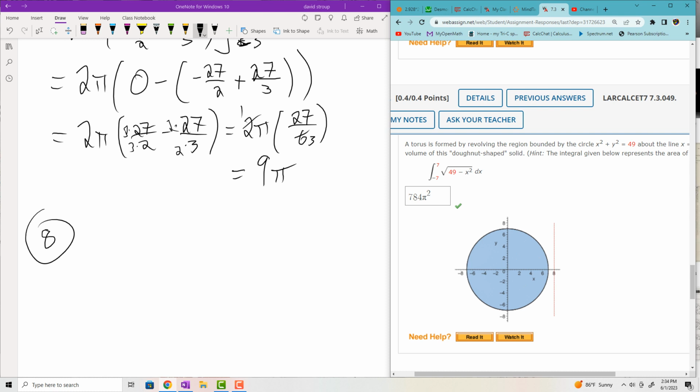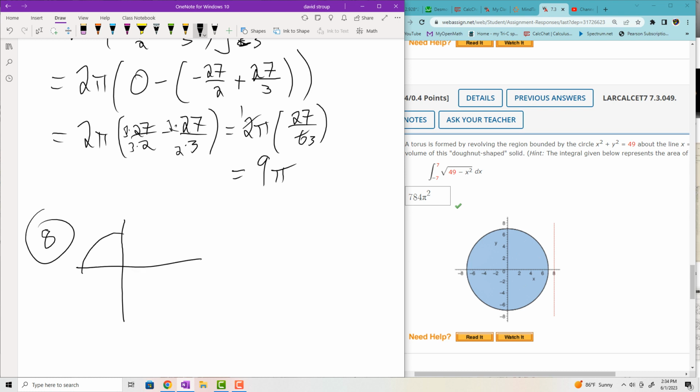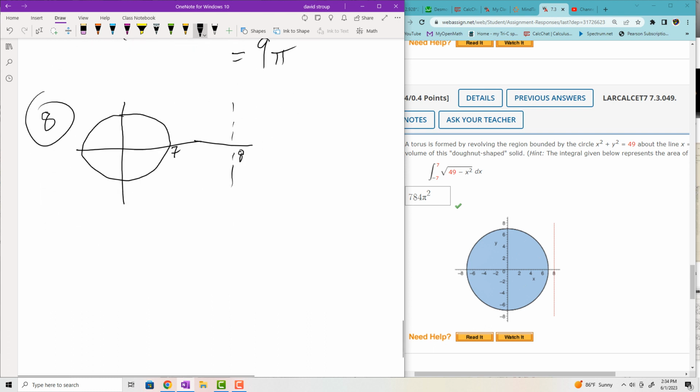Okie dokie. So how does this work? Let's set up the picture. So I have some circle I want rotated about some line. In this case, we position the line at 8, and I guess the circle has radius 7. So first go after the formula. Okay, so it's shells. Shells are parallel. There's my rectangle. The base of it is with respect to x, and we're rotating about that line, x equals 8.